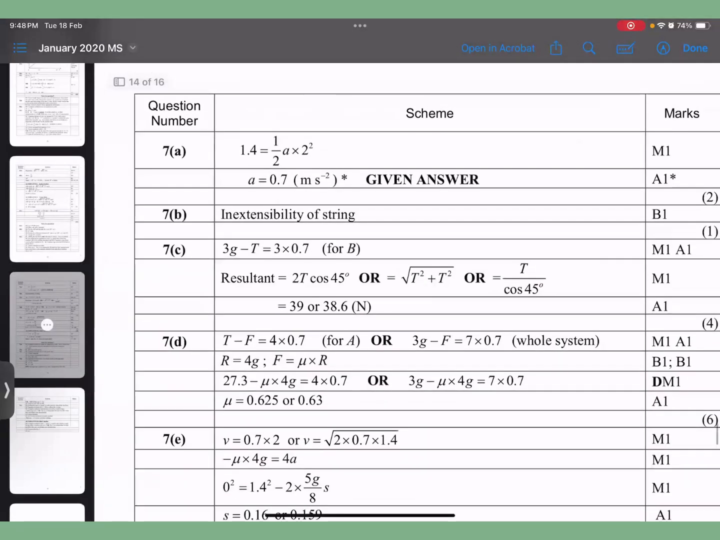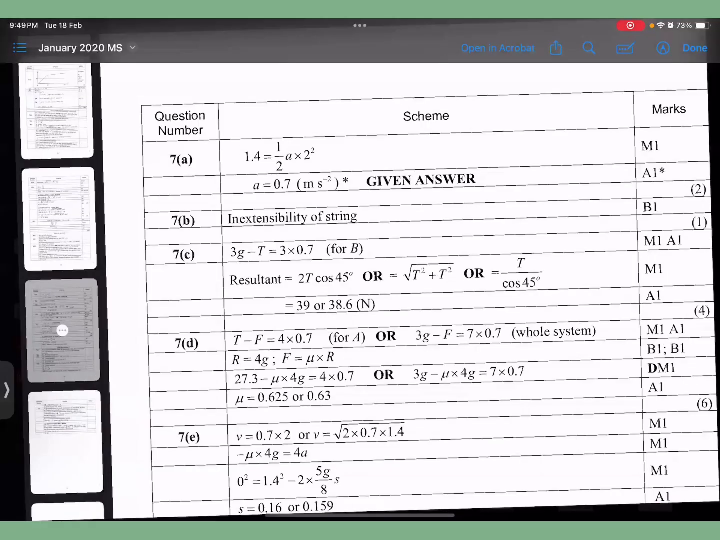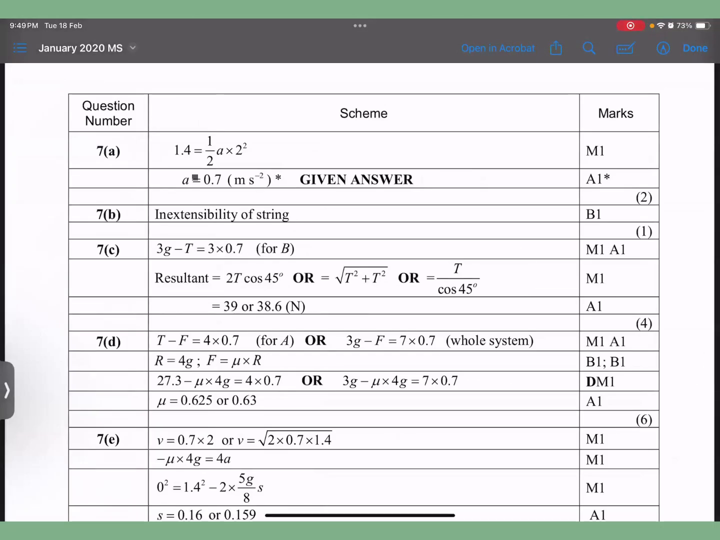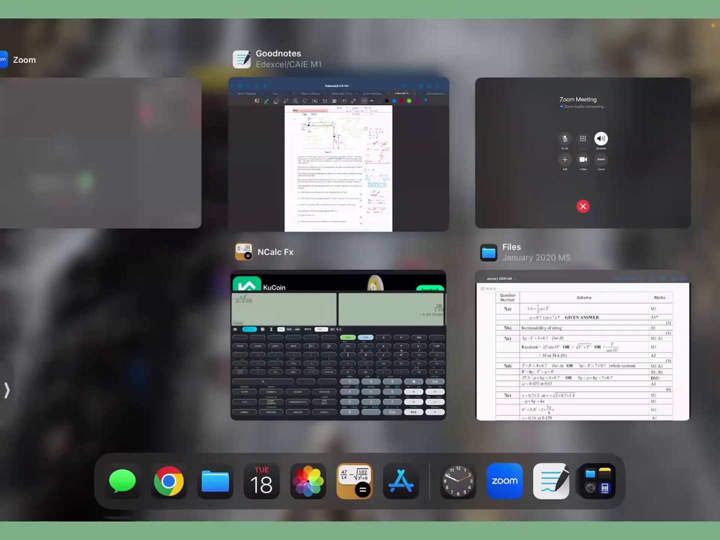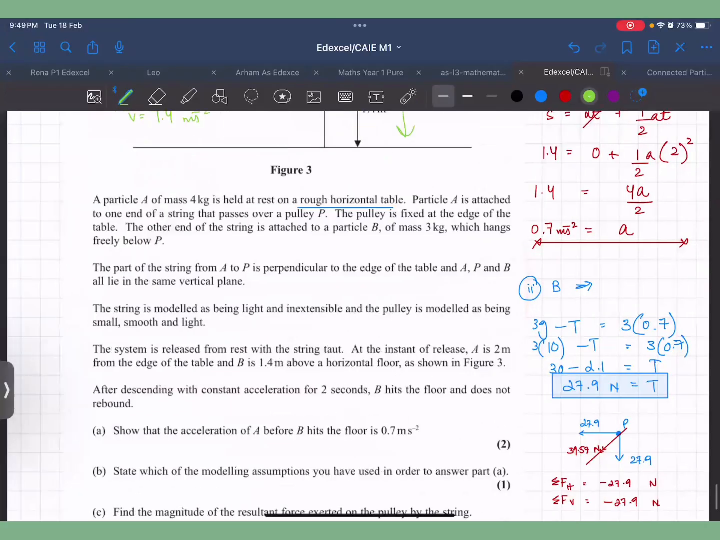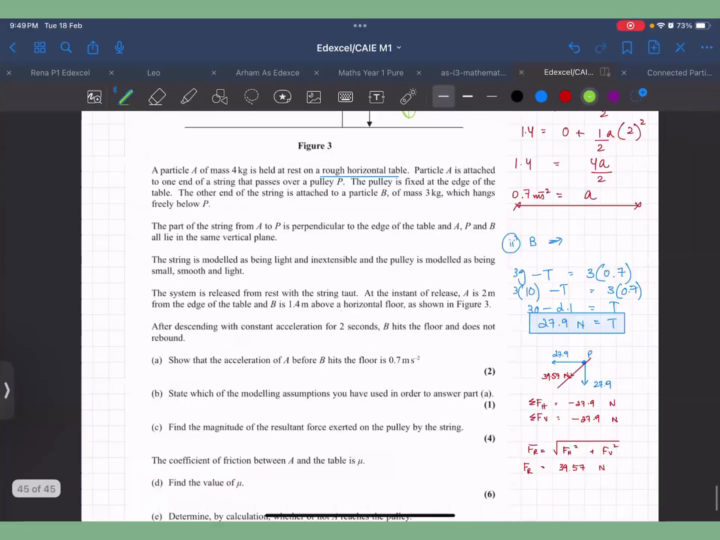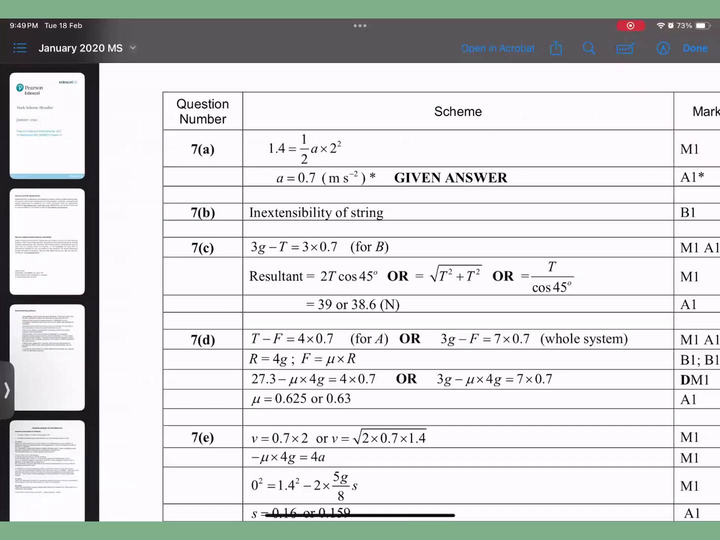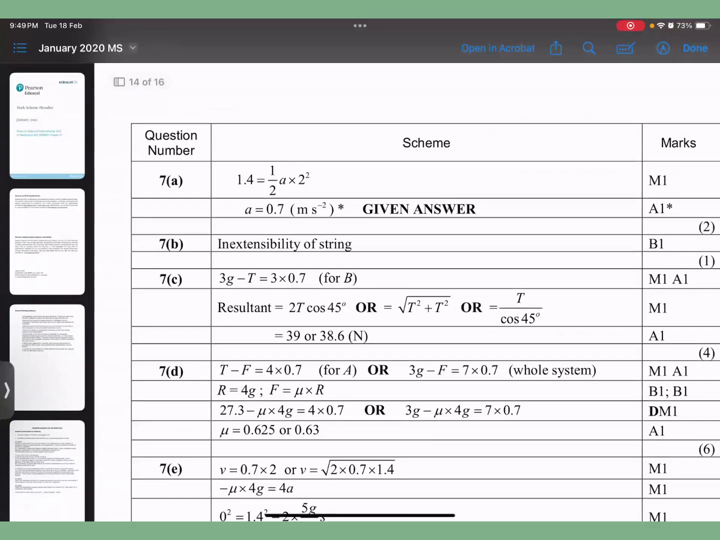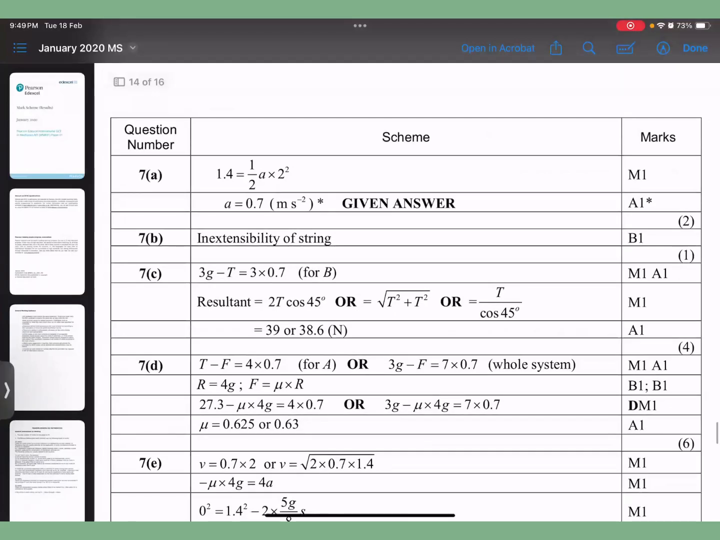Tension is 39. The resultant was 39 cos 45, 2T cos 45. What did we get? The resultant tension. So you got the same, 39.6. Why did we get 39.6? We found the tension wrong. Tension would be 39.